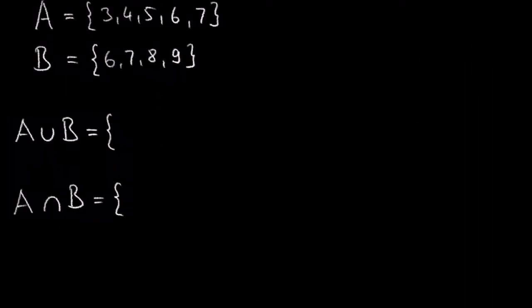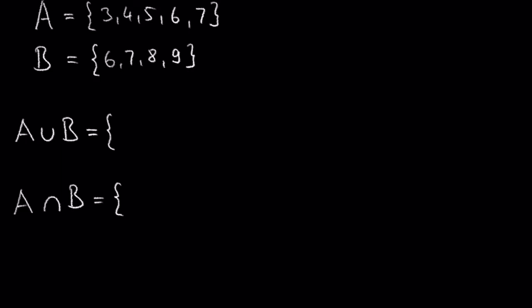Let's move on to the union and intersection of sets and look at the set A, which contains the elements 3, 4, 5, 6 and 7. Set B contains the elements 6, 7, 8 and 9. What is the union of these two sets? To find the union, you have to find out which elements are in either A or B or both. In other words, we have to combine these two sets into a larger set. So both sets contain the elements 3, 4, 5, 6, 7, 8 and 9.